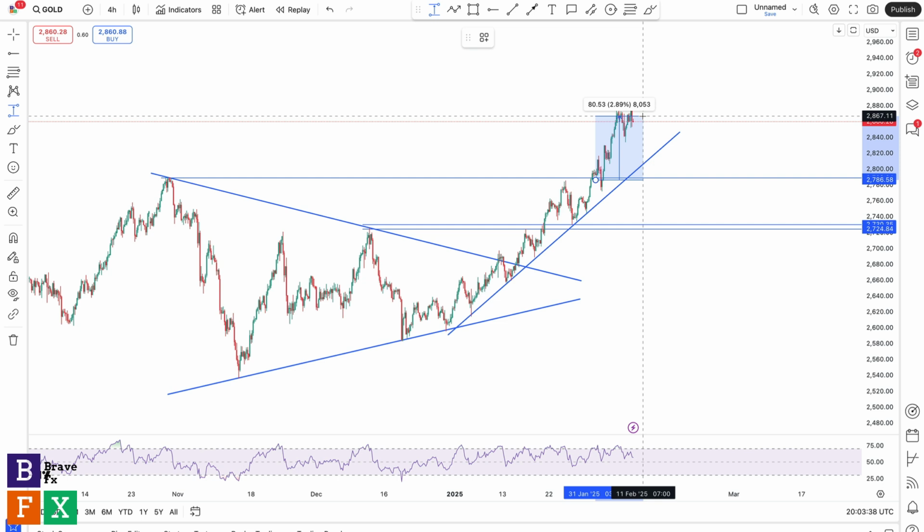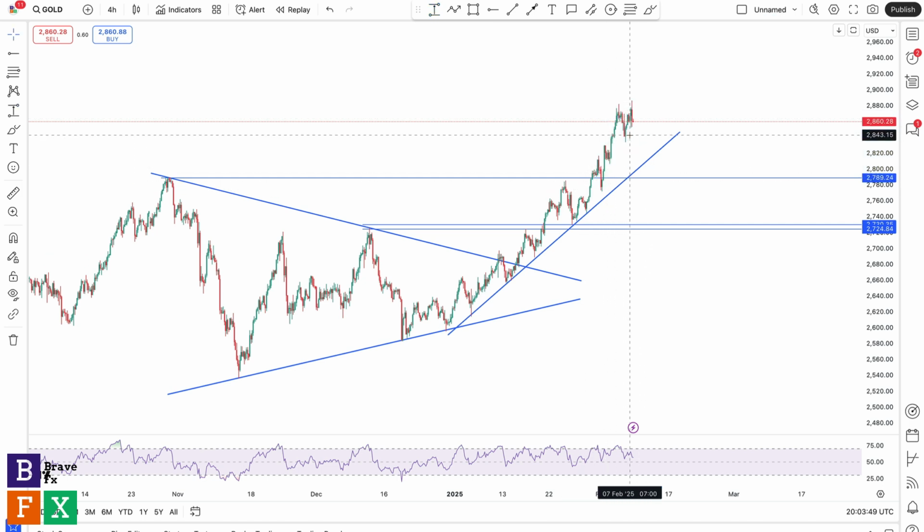So this is the 4 hours time frame. We're definitely going to go to the lower time frame to see how we can take advantage of what we can see on the chart right now. So 800 pips approximately from all-time highs to current price levels. Decent trade opportunity in my opinion.